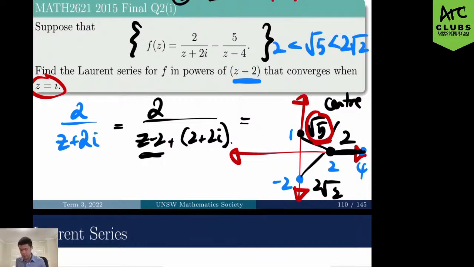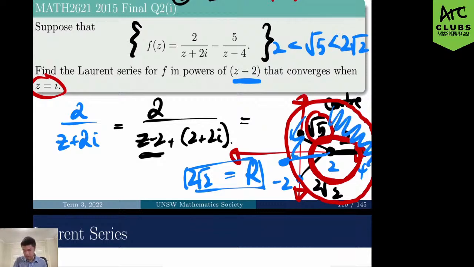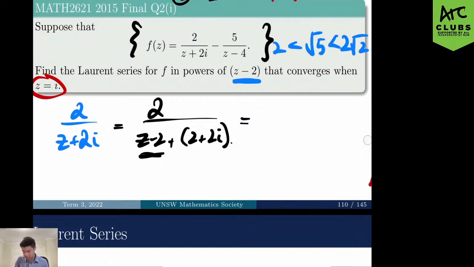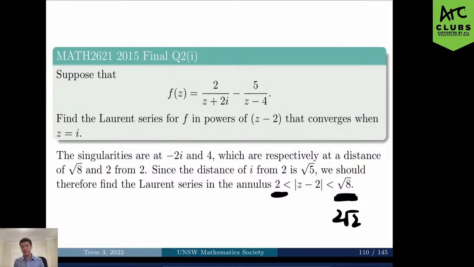And so that means that we want to take the annulus outside the one with radius 2, but within the one with radius 2 root 2. If you recall from our notation, capital R is equal to 2 root 2, lowercase r is equal to 2, then this will lie within that annulus. And so to summarize what I've just done, we want to find the Laurent series in the annulus between 2 and root 8, or 2 root 2. Okay, and so that gives us a bit more clarity in terms of breaking these terms down.